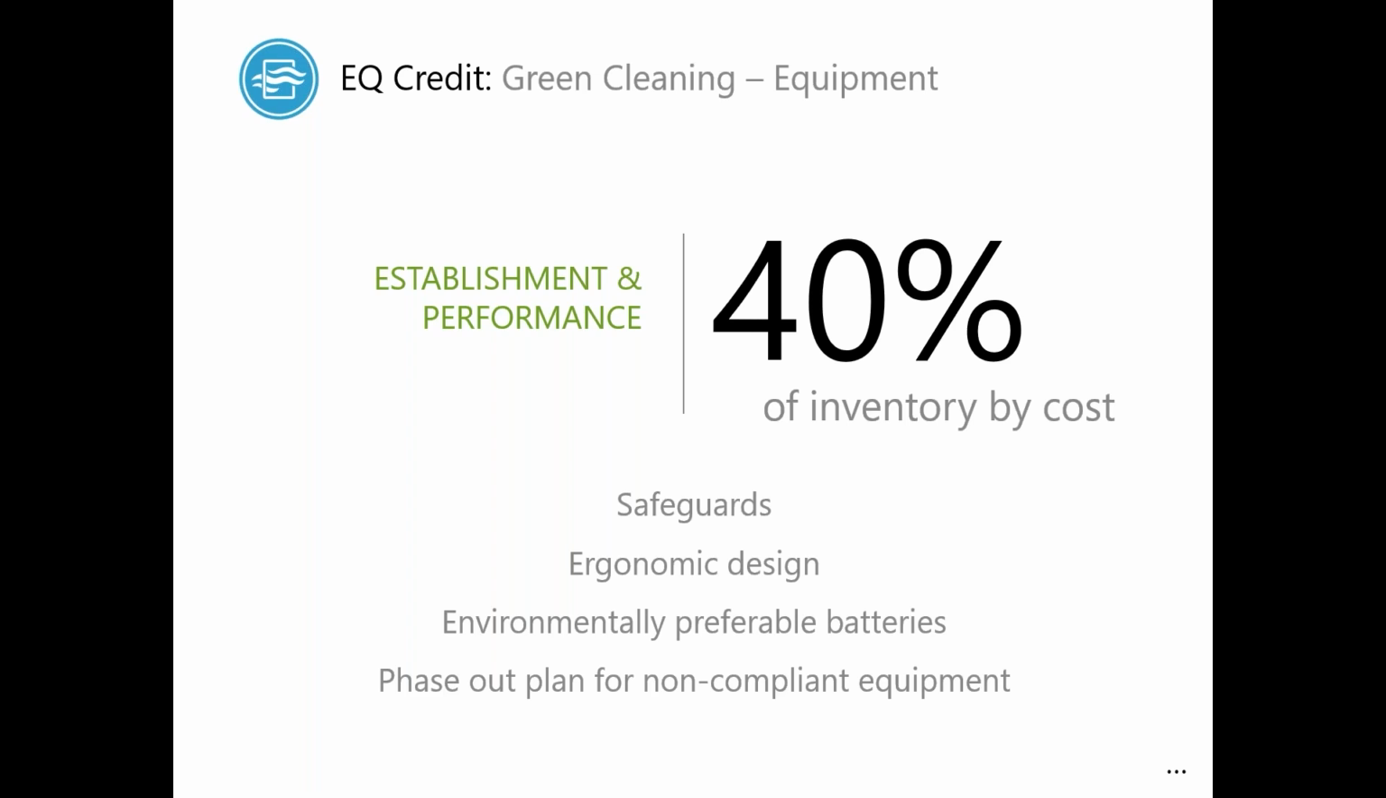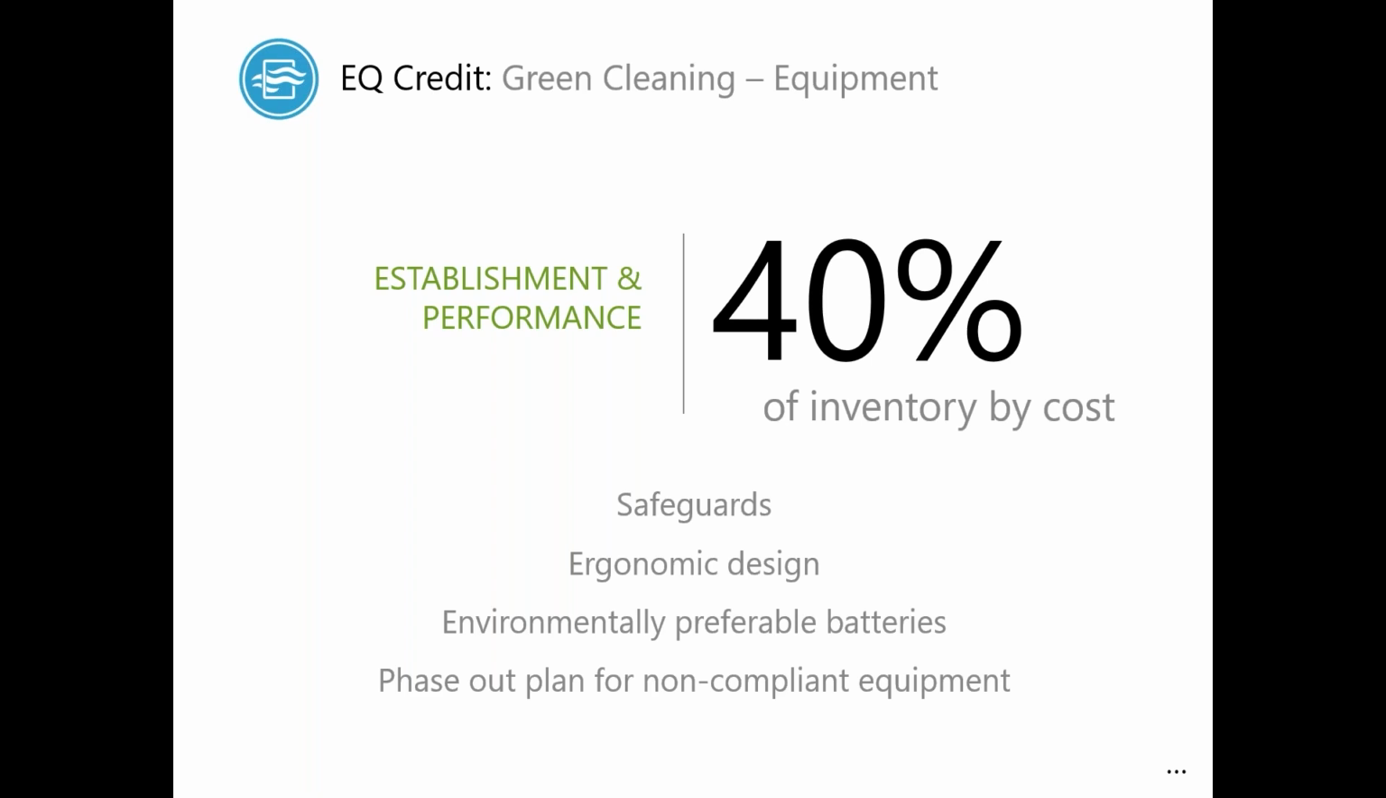If you meet it prior to the LEED performance period, then great, you don't have to do anything else. But it's possible you may need to buy an extra vacuum, or a couple of new pieces of equipment, to make sure that you achieve that 40% threshold. So it's 40% of the inventory by cost. So how much does it cost to buy a new vacuum? And how much does it cost for all the equipment that's in place at the building? How much do those pieces of equipment cost? 40% of that total cost needs to meet LEED requirements.